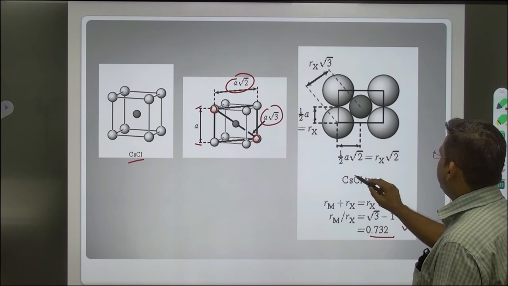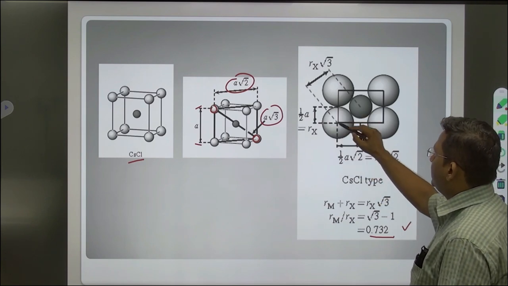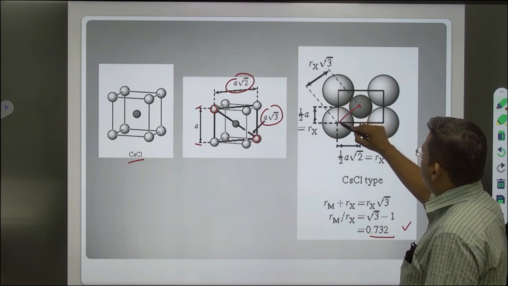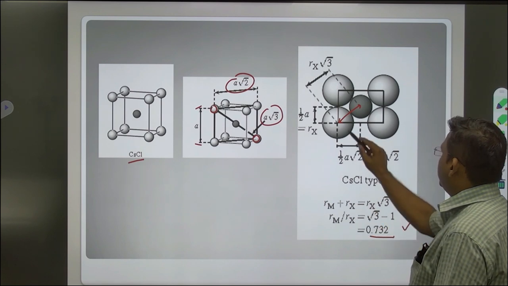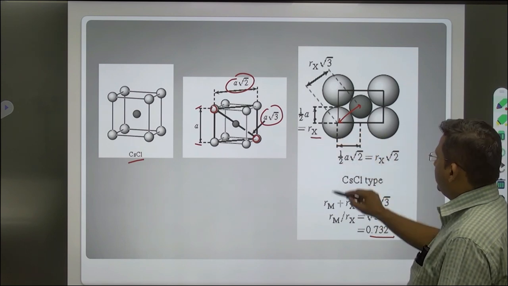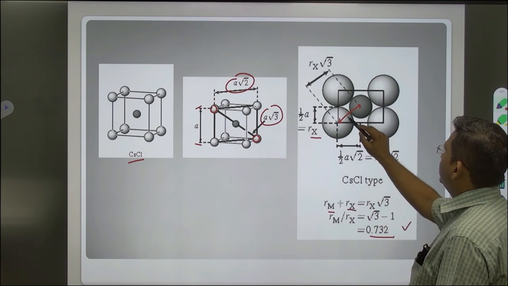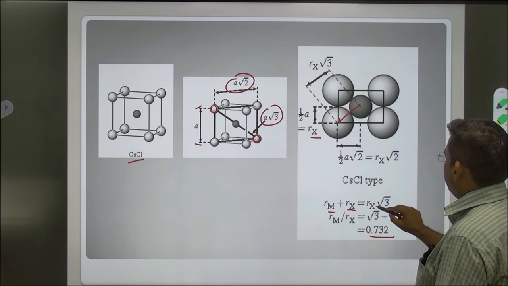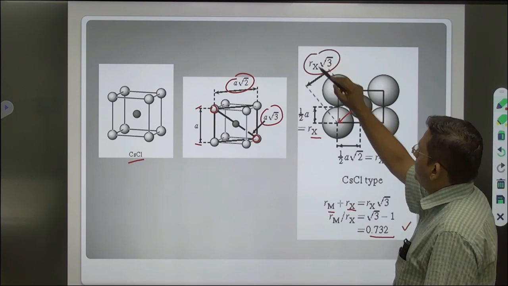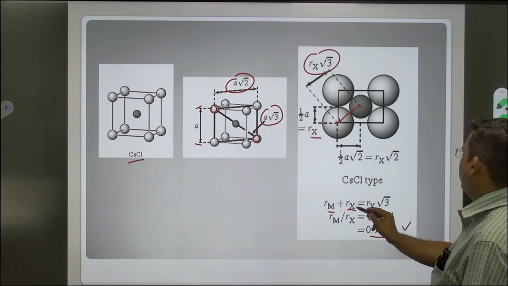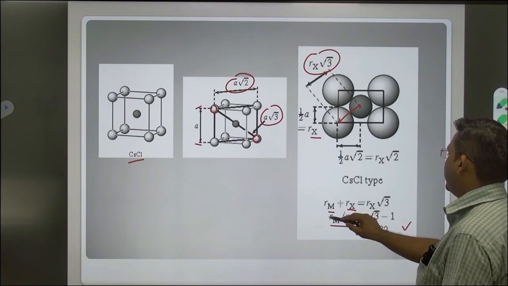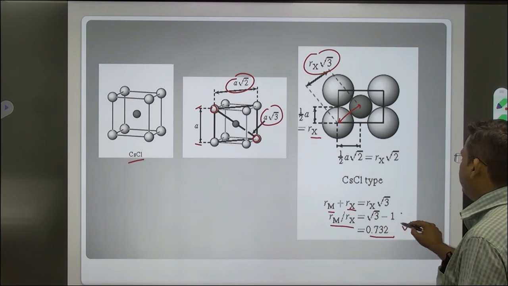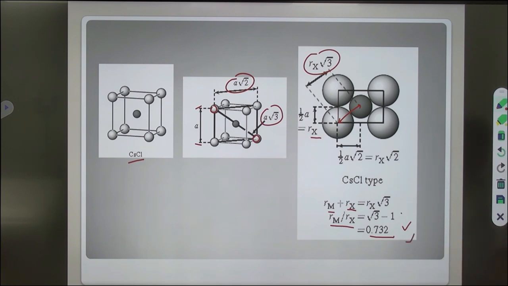Here we see half A, this is A, then this is half A, and this distance is the radius of M plus radius of X. Radius M plus X is equal to A root 3 by 2. And when we go through radius M by radius X, we get root 3 minus 1, then we get 0.732.